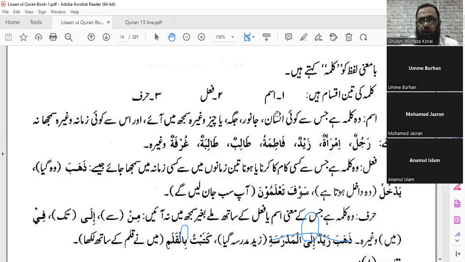Number 3, we talked about harf. Harf is a word that cannot give its meaning on its own without being attached with noun. When it is attached with noun, it gives meaning. Like Dhahaba Zaydun ilal madrasati, Zayd went to the seminary or school. Katabtu bil qalam, I wrote with pen. So when it is attached with noun, it conveys the meaning.